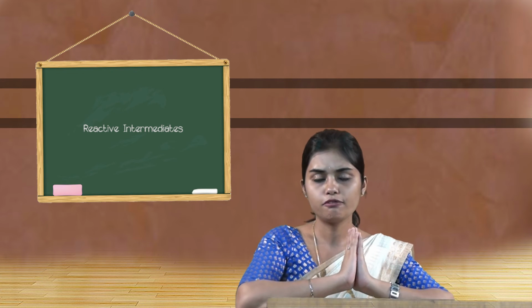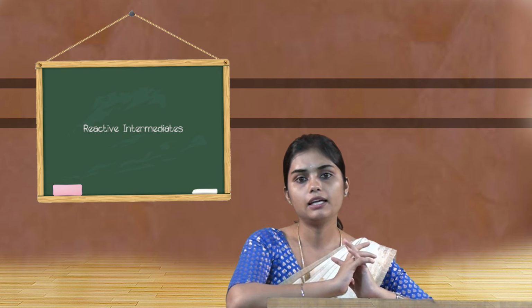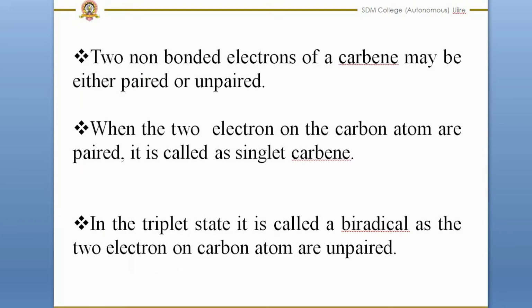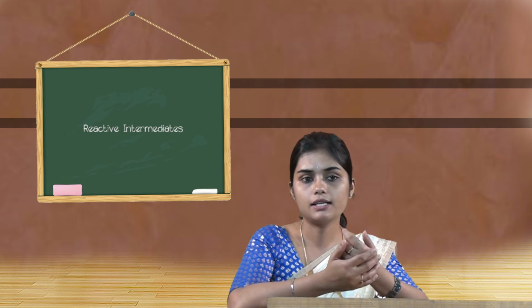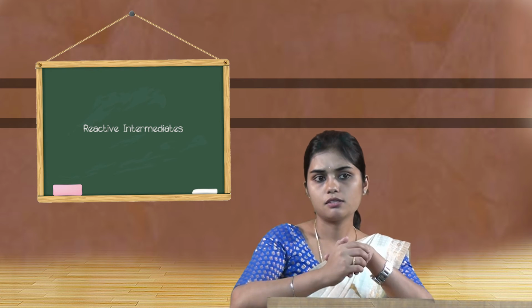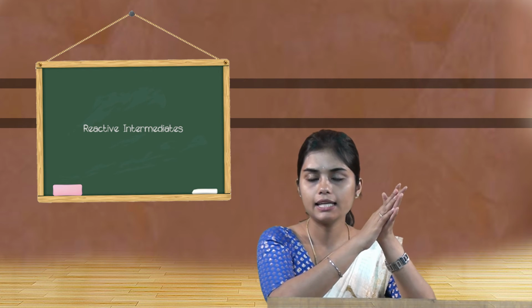There are 2 types of carbenes based on the arrangement of the electrons: the singlet carbene and the triplet carbene. If the 2 electrons present on the carbene are paired up in an orbital, as in the normal case, then it is called a singlet carbene. If the 2 electrons in the orbital are not paired, but parallel, it is a biradical, also called the triplet carbene.